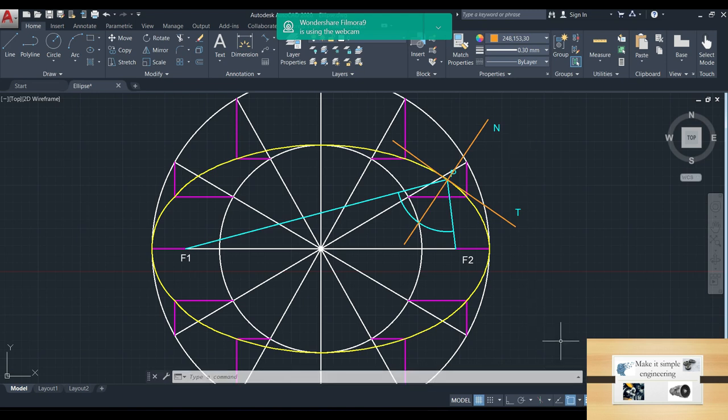So we can draw different kinds of other forms of ellipse in the next session.